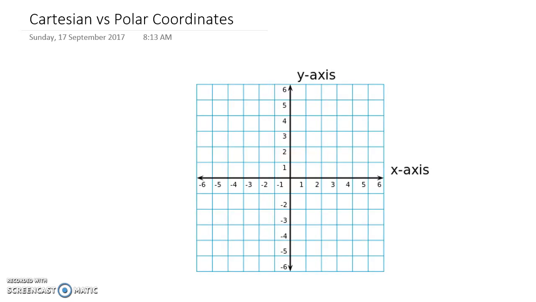Hi everyone, in this video I'll be talking about Cartesian coordinates versus polar coordinates. So on the screen already you can see we've got a Cartesian plane which has an x-axis and a y-axis.